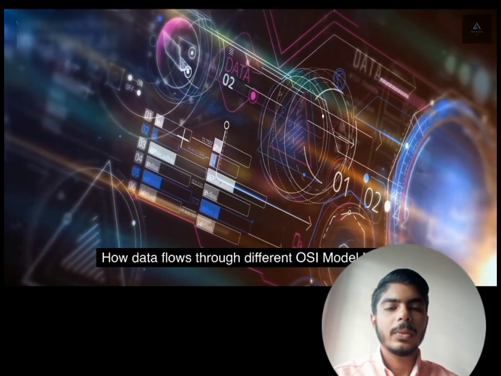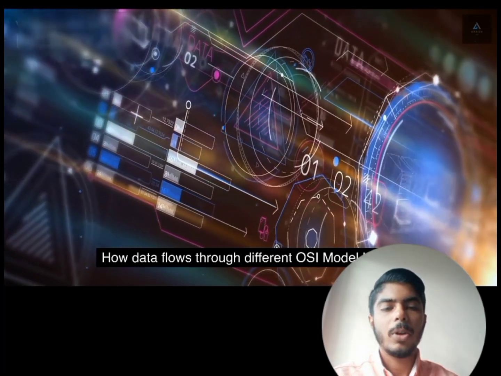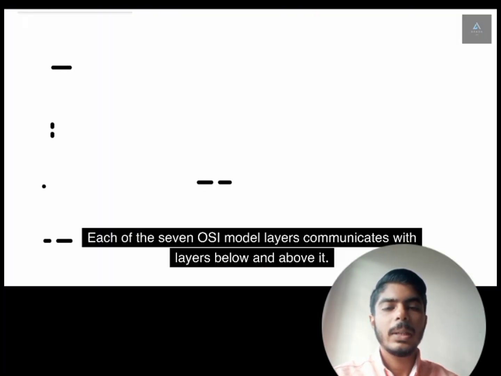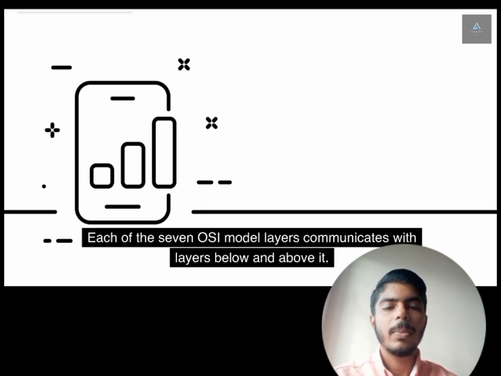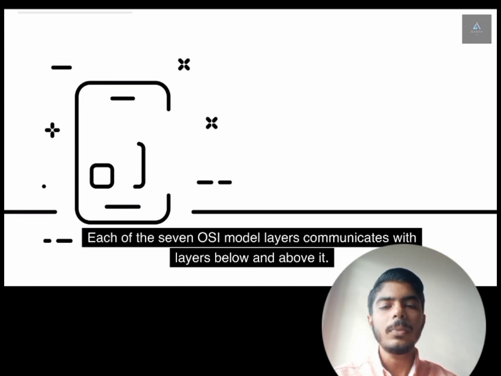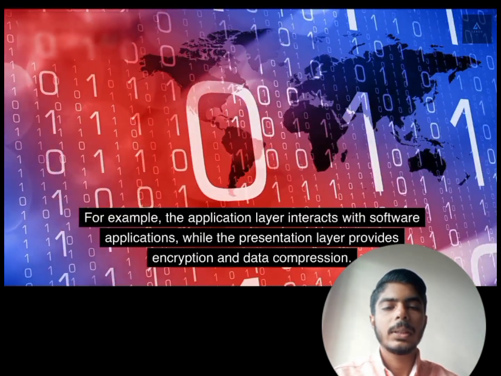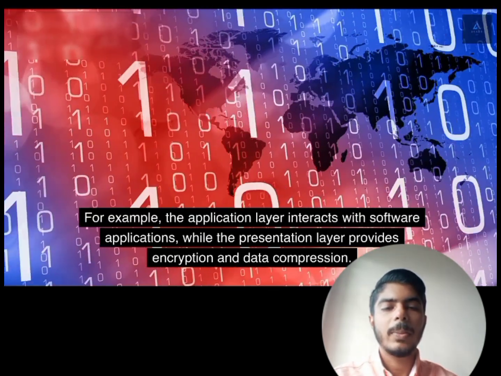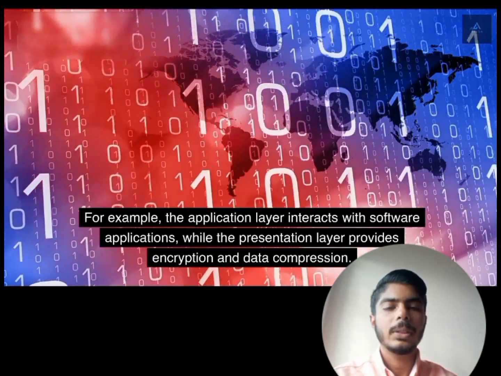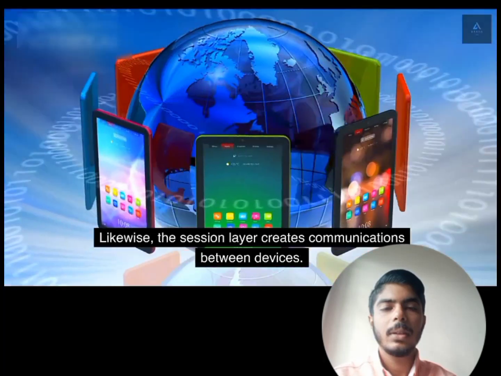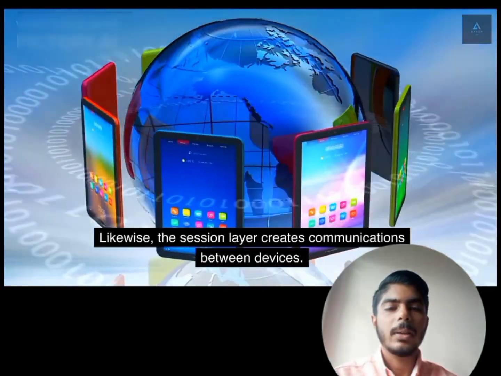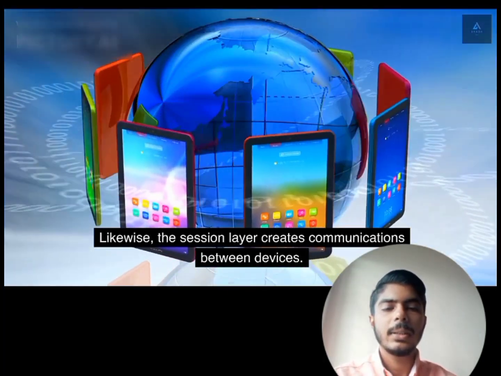How does data flow through the different OSI model layers? Each of the 7 OSI model layers communicates with the layer below and above it. For example, the application layer interacts with software applications, while the presentation layer provides encryption and data compression. Likewise, the session layer creates communication between devices.